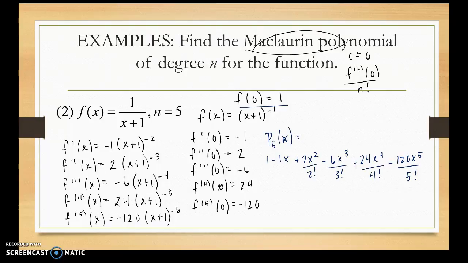Now, the importance of being able to simplify these is that you should see all of my coefficients cancel. Plus x to the fourth minus x to the fifth. Okay, and we'll chat about this in class. But this would be the fifth degree Maclaurin polynomial to approximate the function 1 over x plus 1.